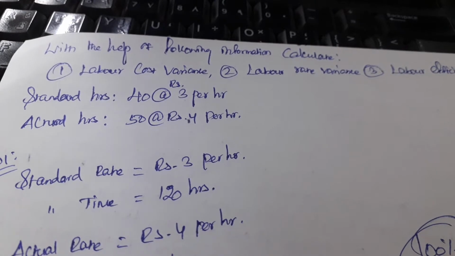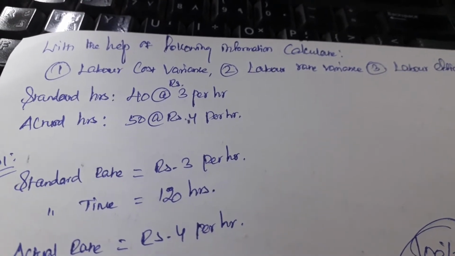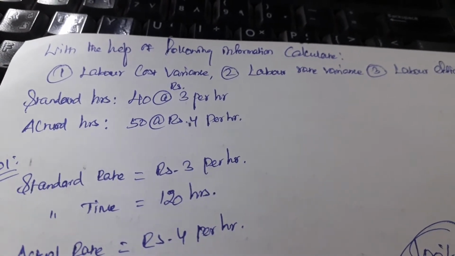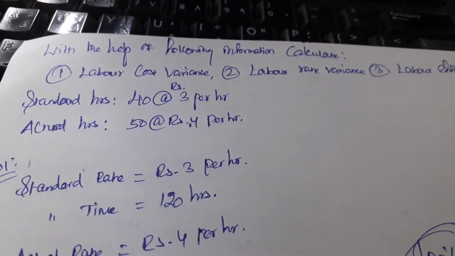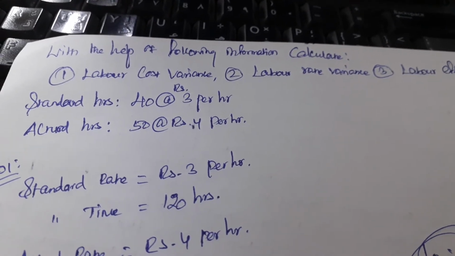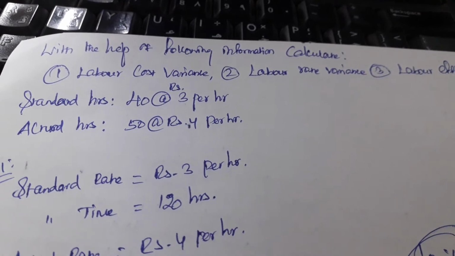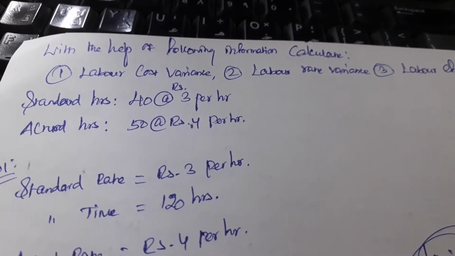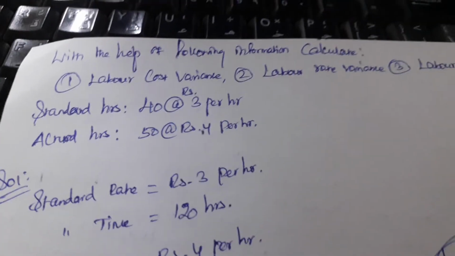Before solving the problem, we will look at the meaning of a variance first. Variance means it is the difference between standard cost and the actual cost. If there is any difference between them, it's called variance. To find out the reason for that variance, we have to conduct the variance analysis, and finally the remedial action will be taken by the organization.